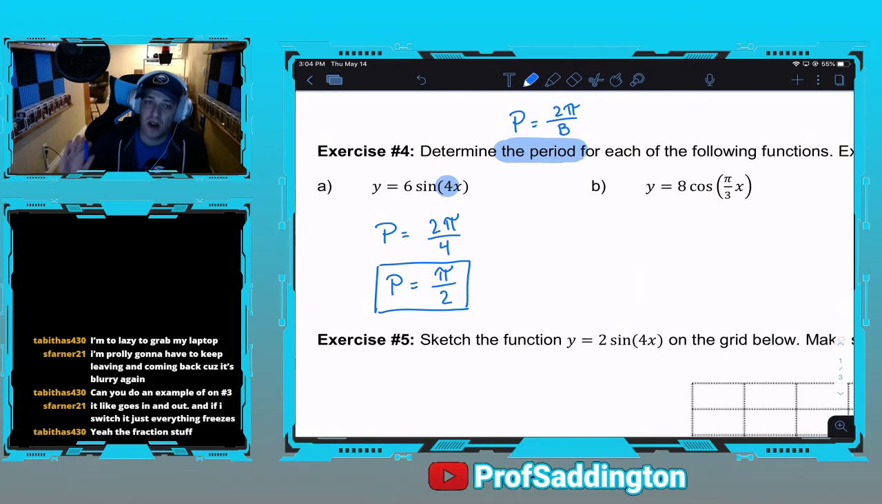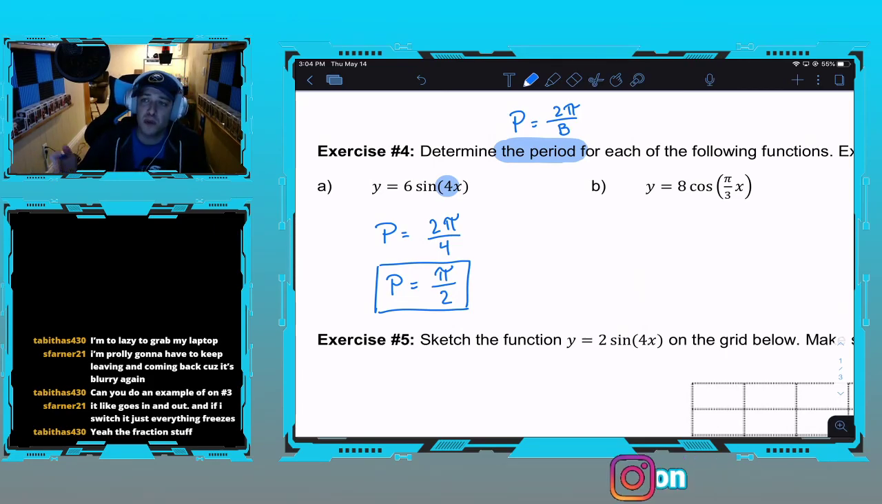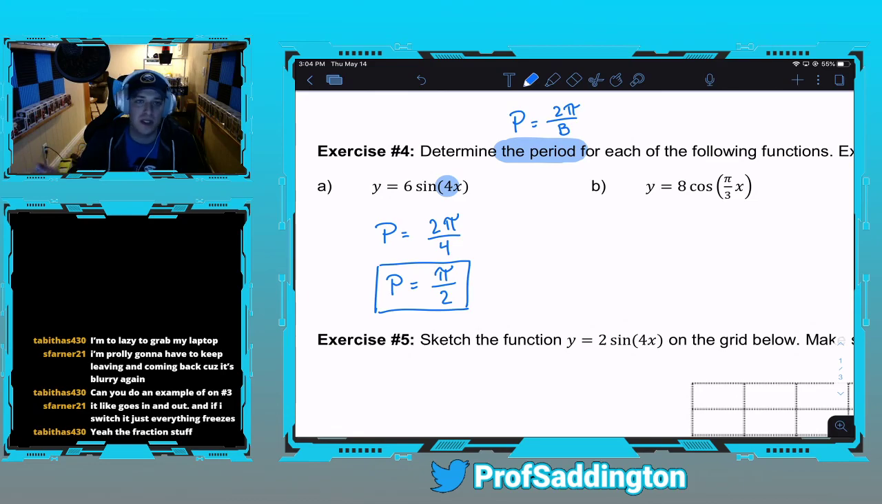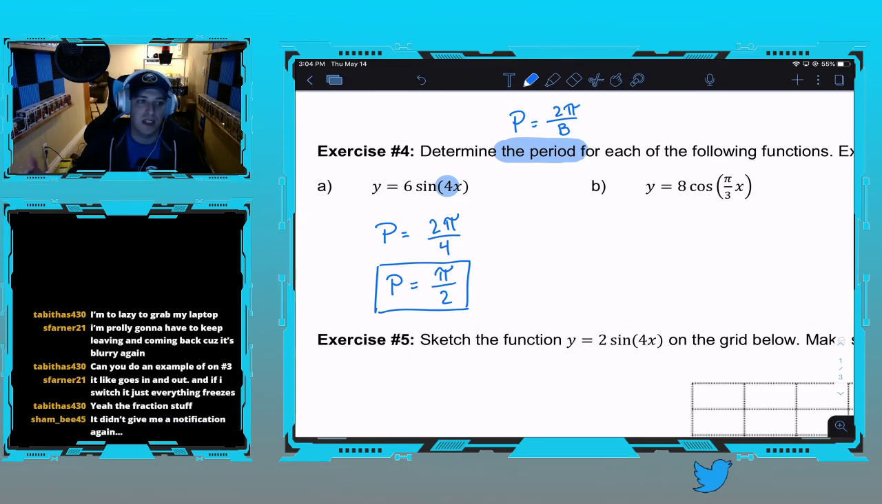So just remember, all graphs that we've done before this lesson, the period was 2 pi, because 2 pi is one circle. That's 360 degrees. Today and yesterday, we started going into some graphs that don't go 360 degrees. We're saying that it's ending sooner.